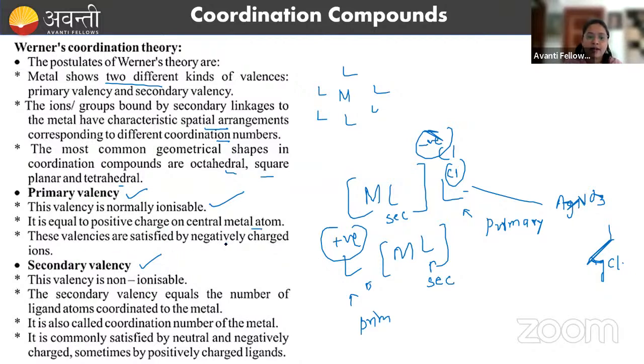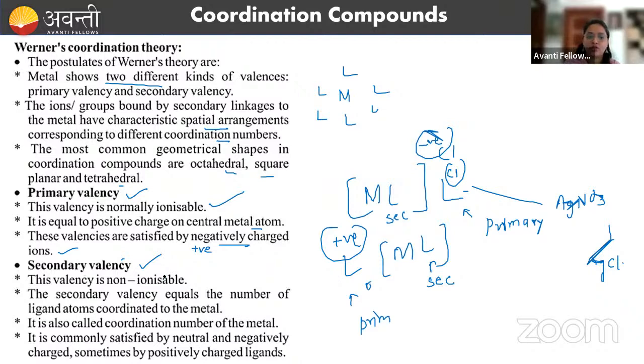These valencies are satisfied by negatively charged ions. Primary valencies, mostly by what are they satisfied? They are satisfied by negatively charged ions and they are also satisfied by positively charged ions. Okay, here positive also, not only negative.